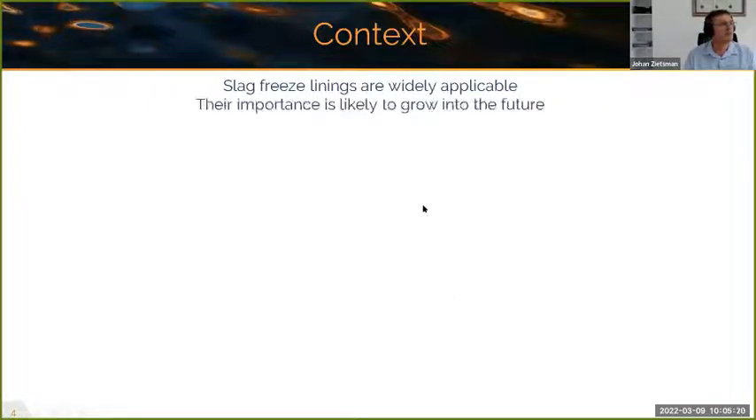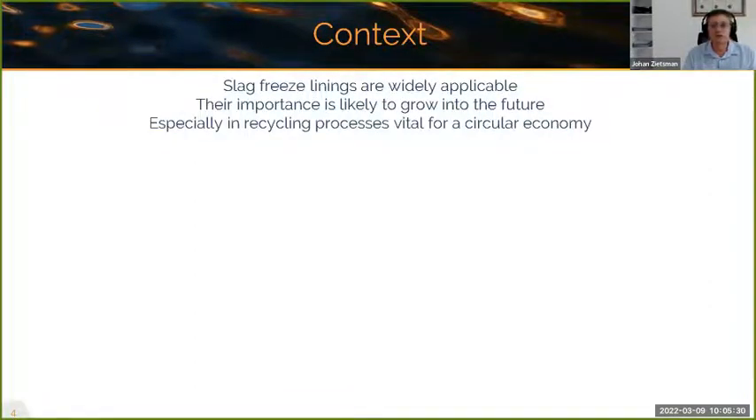Okay, so as background, the context of freeze linings: they are widely applicable. There are several high temperature processes within which slag freeze linings are of great importance. And we do believe that the importance of slag freeze linings will increase in the future, especially when we consider recycling of, for example, electronic scrap, which confronts us with much more complex materials. So this little thing called the slag freeze lining is, I think, not only of academic interest, it is also quite important as we move closer to a circular economy.